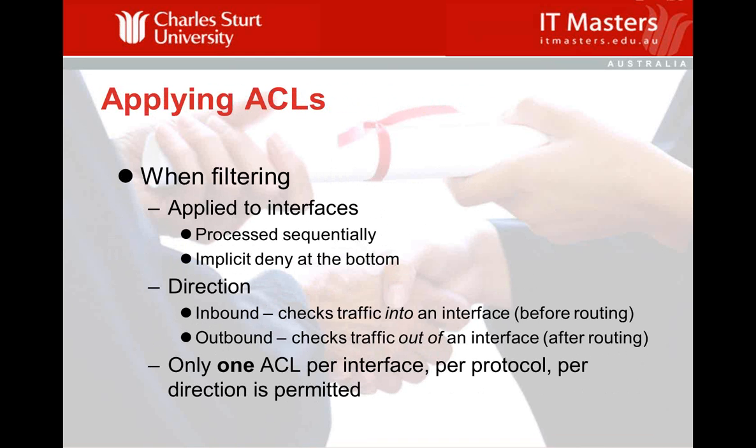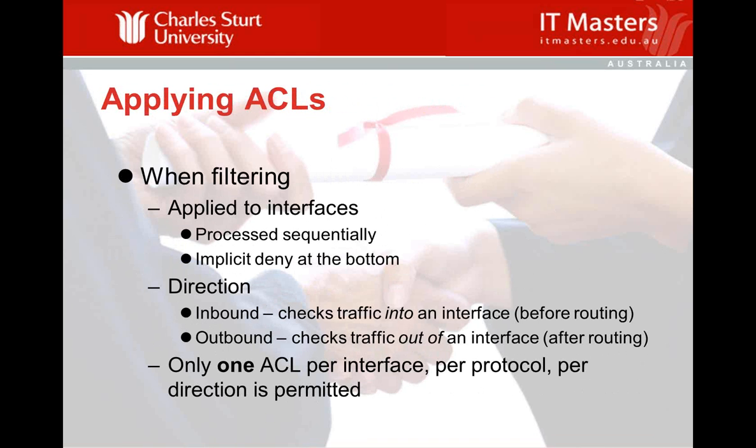So remember, they're processed sequentially. And of course, as I said before, there's that implicit deny at the bottom. The sequential processing is important because if you have a number of different requirements, you need to make sure that you insert your rules into the ACL in an appropriate order. Say you want all access to this particular web server to be denied, but then underneath it you want all other web traffic to be permitted. If you put those rules the other way around, all web traffic is going to be permitted. So you need to make sure you've got them in the correct order for it to make sense.